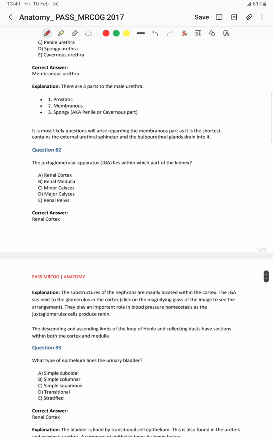Now the next question: the juxtaglomerular apparatus lies within which part of the kidney? It is the renal cortex, where there are multiple juxtaglomerular apparatus. The substructures of the nephrons are mainly located in the cortex. The juxtaglomerular apparatus sits near the glomerulus in the cortex, and plays an important role in blood pressure homeostasis, as the juxtaglomerular cells produce renin. The descending and ascending limbs of the loop of Henle and the collecting ducts have sections present in both the cortex and the medulla.